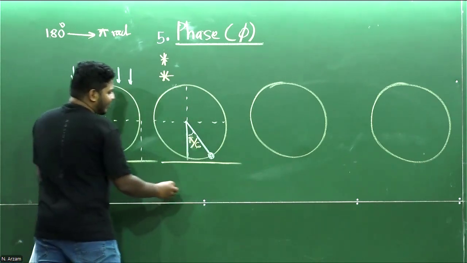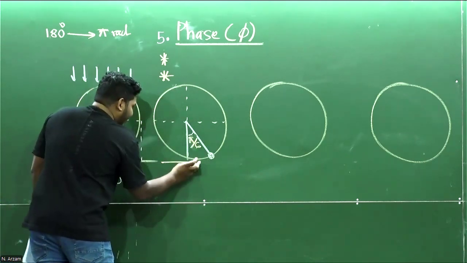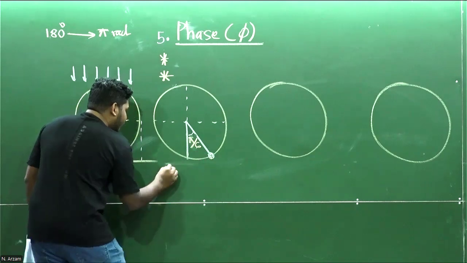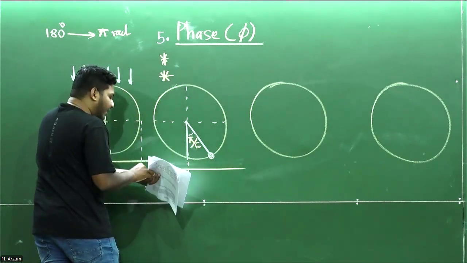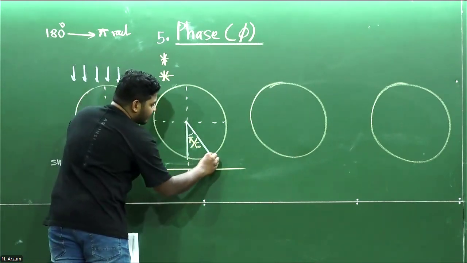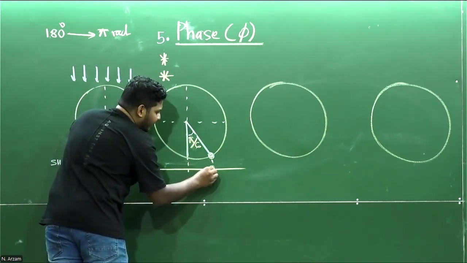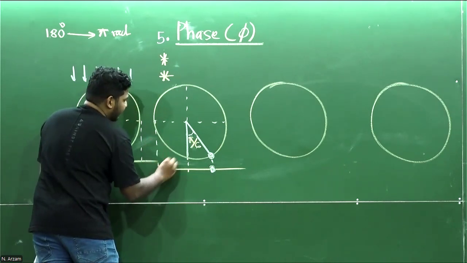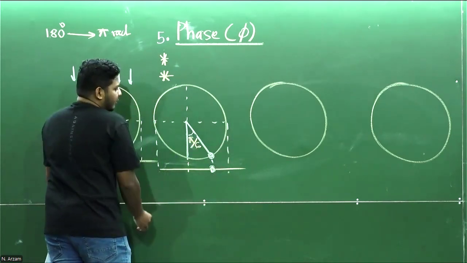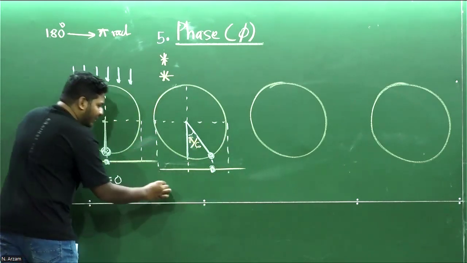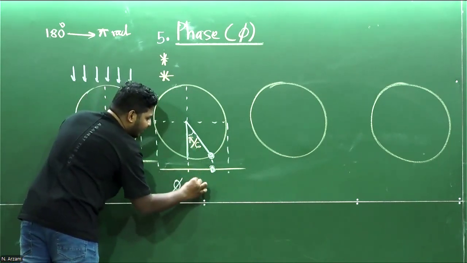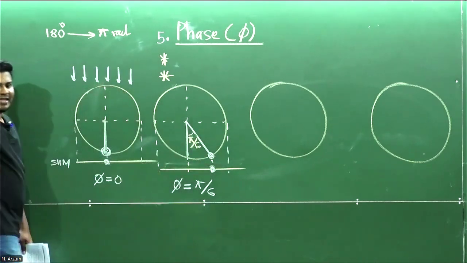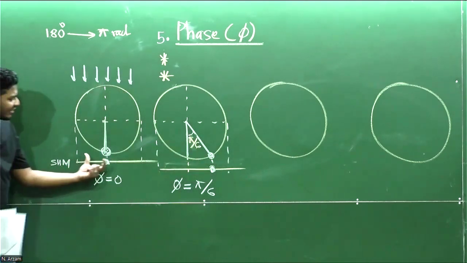So now look at this one. Where is the simple harmonic motion particle? Now here. Now the phase is pi by 6. So look at this one.